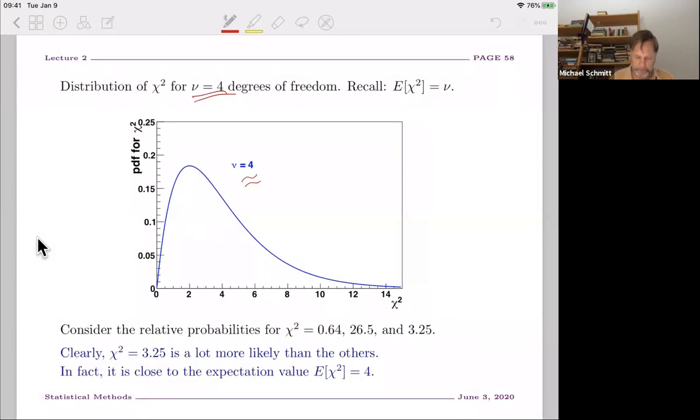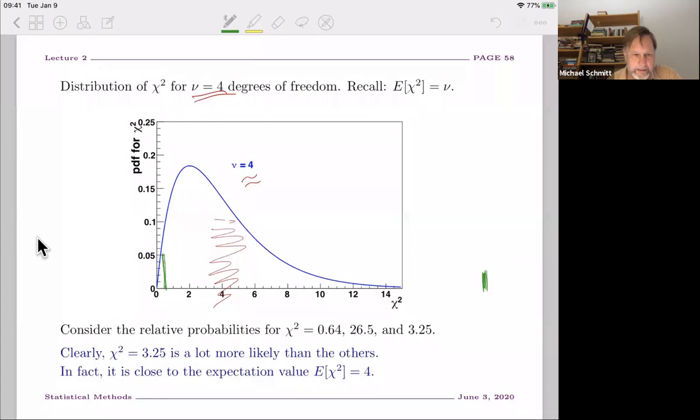Okay, and you can see that from the curve. This is a PDF for chi-squared itself. Roughly speaking, the central region here is about there, around 4. So remember, the 3 values that we got were here. 0.64 is down here, and 26.5 is way, way, way off. I can't even draw 26.5 on this graph.